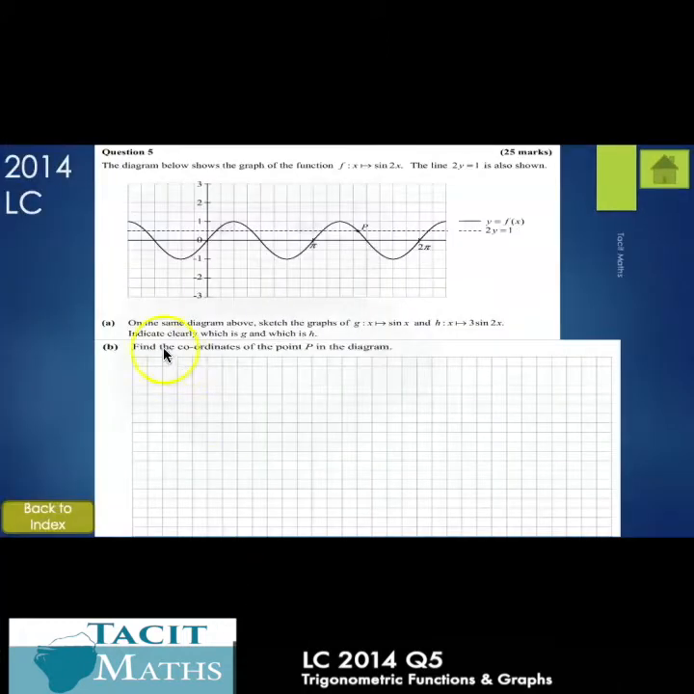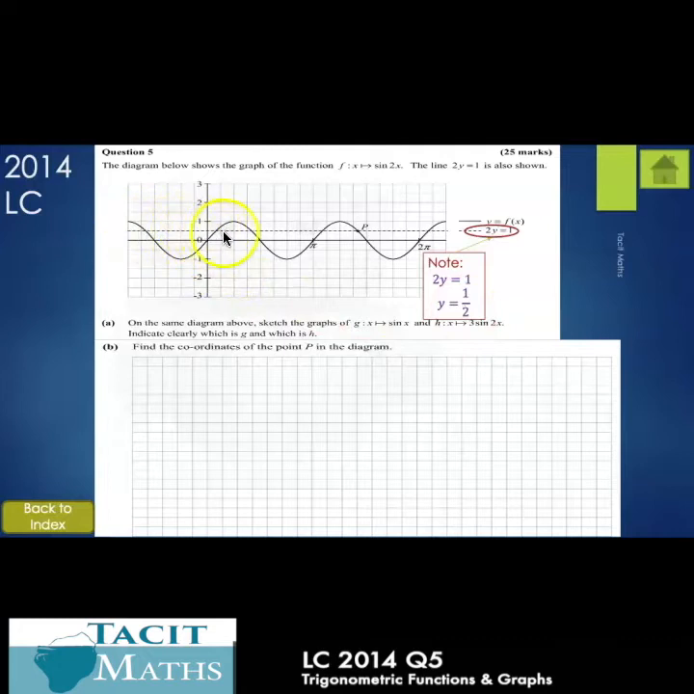Now the first thing to note here is we've two functions. The dark one is f of x, which is sine of 2x, and we have a line 2y equals 1. Again, the first thing to spot here is, what does that mean? 2y equals 1. They're obviously on about this dotted line here, but if you rearrange this equation to get y on its own, we get y equals a half.